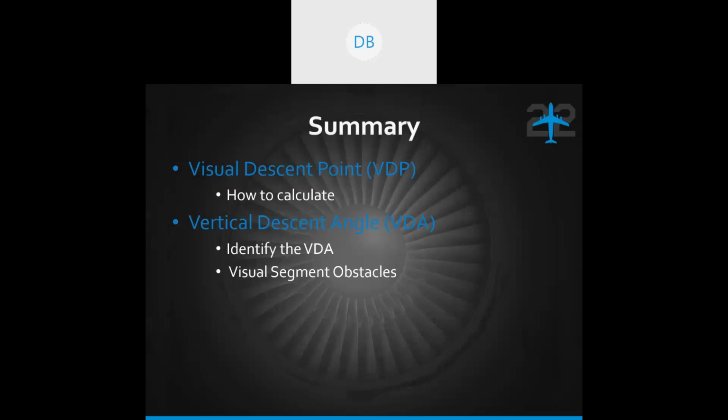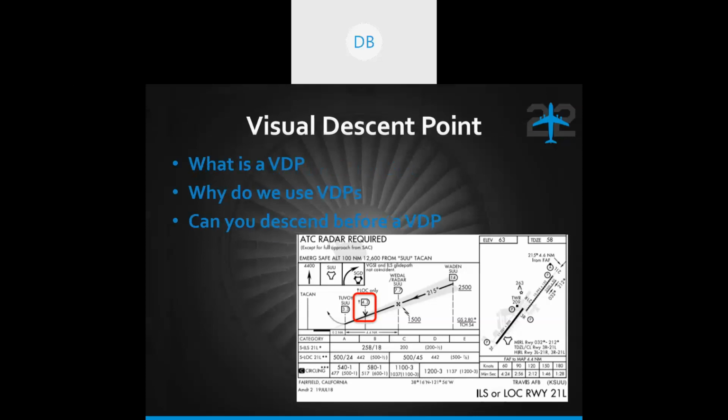Two main things I want to talk about today are VDPs, and along with that the vertical descent angle, which is what you see published on the approach plates. To start off, I have a couple of questions. I'll see if I can throw it out to one of the lieutenants and see what you come up with: what is the VDP, how do we use them, and are we allowed to descend prior to the VDP? Any lieutenants out there?